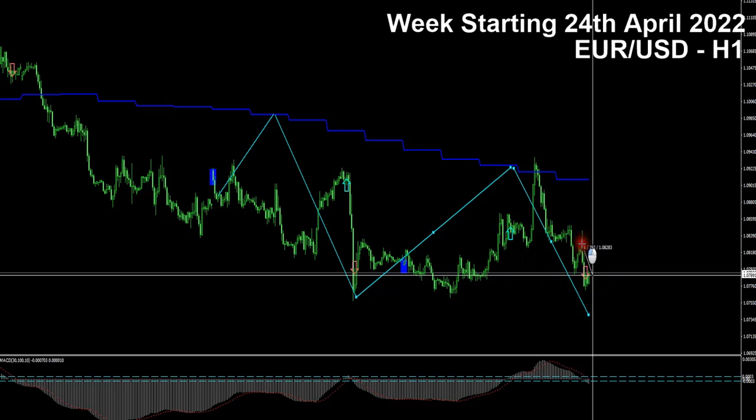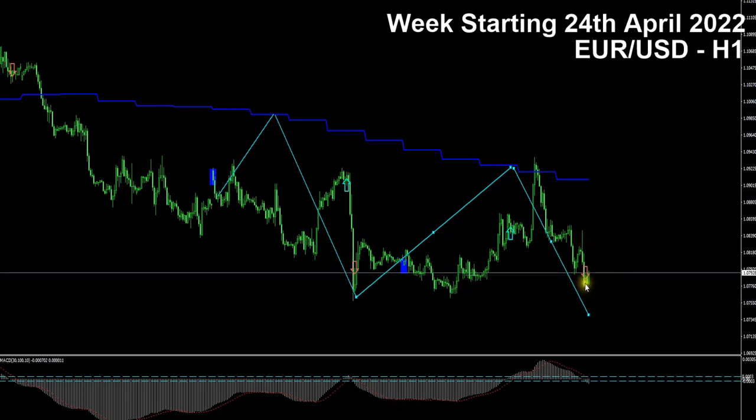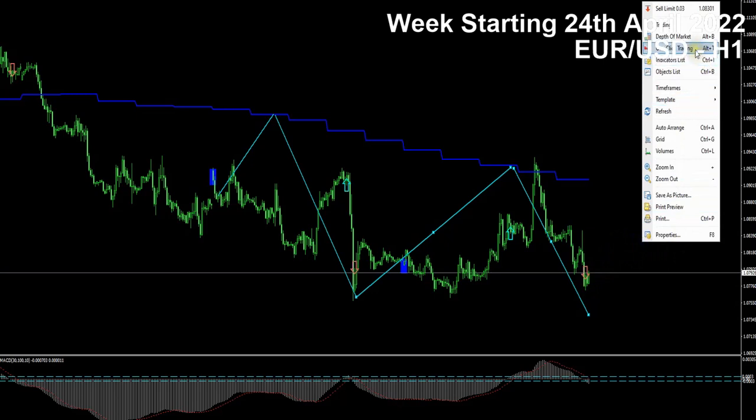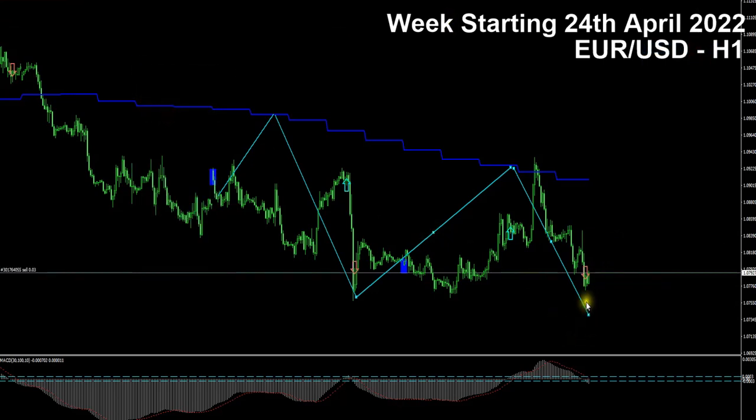Now in actual fact, there's an opportunity here for a 40 pip stop loss. I missed it, but price has come back up. So what we'll do is some live trading. We will now sell, and we will drag our stop loss just up here. That's around a 40 pip stop loss.